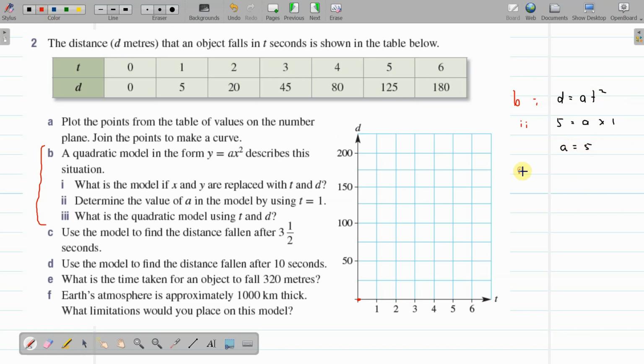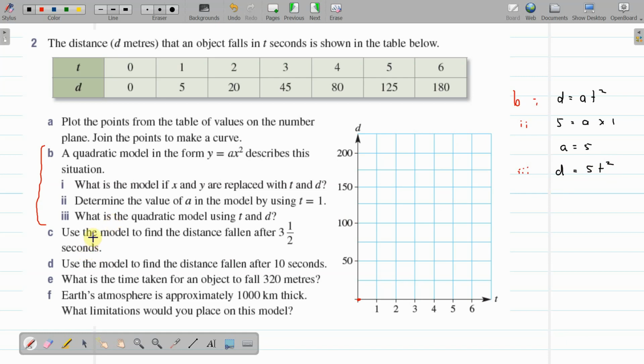Part 3. Quadratic model now, so put all this together. D equals, now A is 5 and T, that covers every scenario, 5T squared.